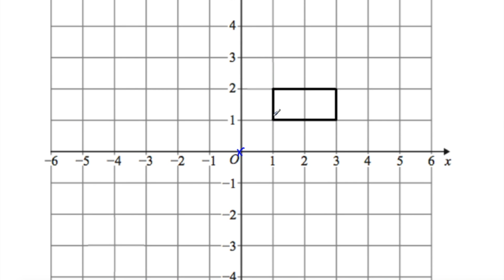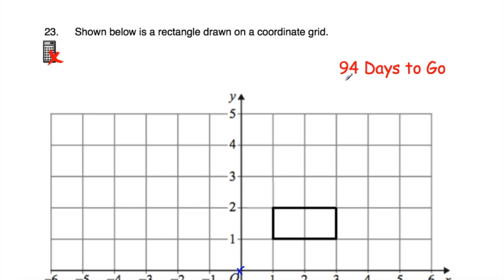So what we're going to do is make all the points twice as far away, but in the opposite direction. So for instance, this point here is 3 to the right and 1 up, so we're going to go 6 to the left and 2 down, and so on, and you do that for all the points. And if you need any extra help on negative scale factors for enlargements, 94 days to go, we covered that.